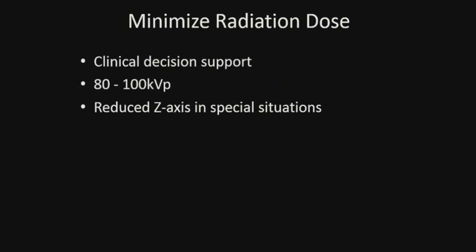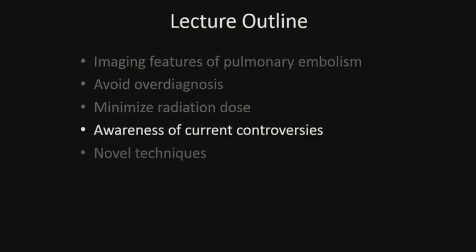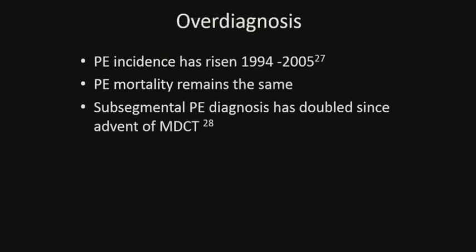So in summary, clinical decision support, a low kVp CTPA and reduced z-axis in special situations can help reduce radiation dose in this commonly used test.